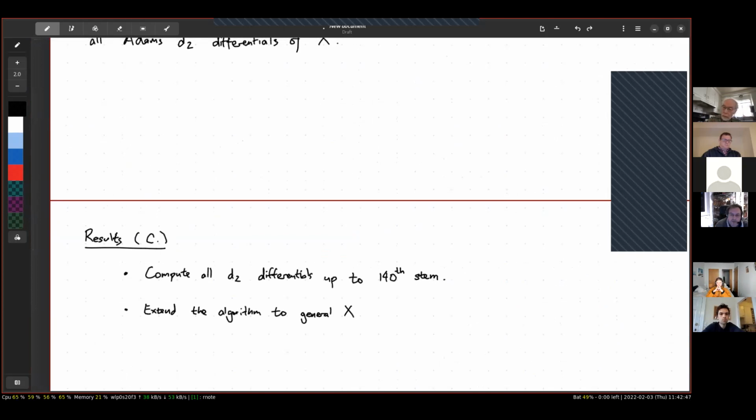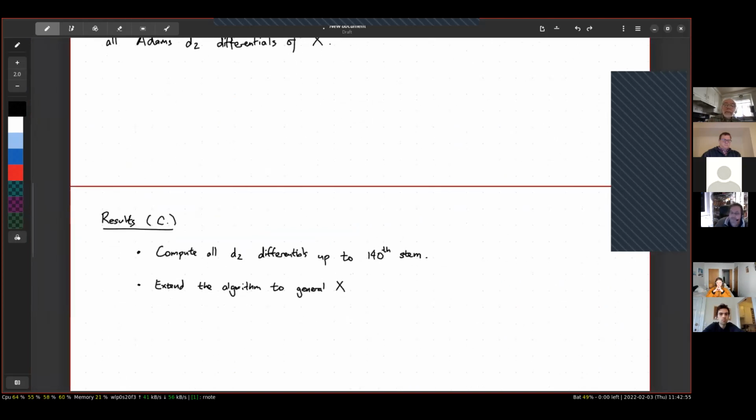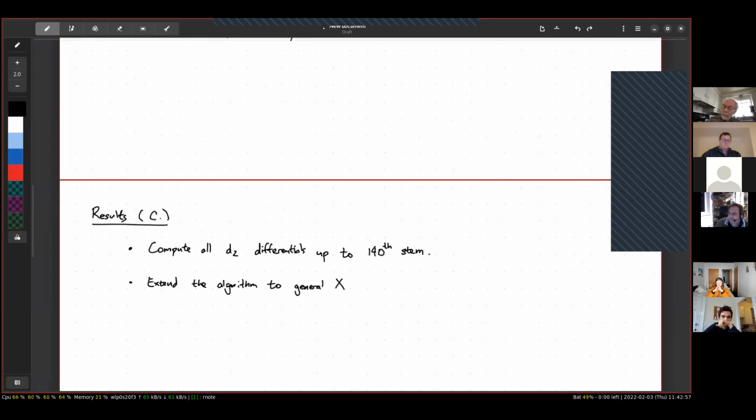I think Bowers could have done this. He just didn't mention this because he only cares about a sphere, and I mostly also only care about the sphere. Okay, so this great way computes all D2 differentials, but not all differentials are D2s.